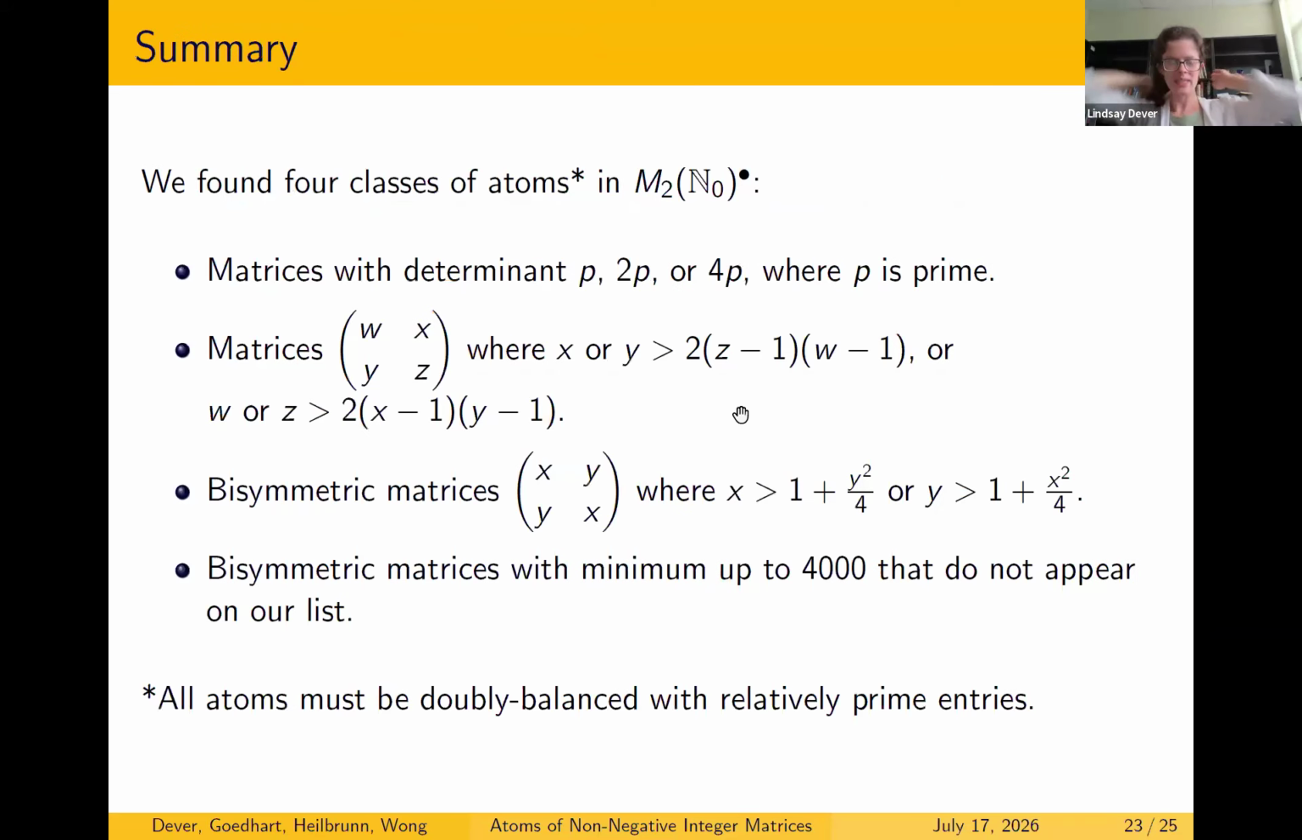Okay, so in summary, we found 4 classes of atoms. All of these are doubly balanced with relatively prime entries. Our classes of atoms were matrices with determinant P, 2P, and 4P, where P is prime. We have matrices that violate one of our upper bounds. We have bisymmetric matrices that violate this tighter upper bound. And we have the bisymmetric matrices with minimum up to 4,000 that do not appear in our factorization list.